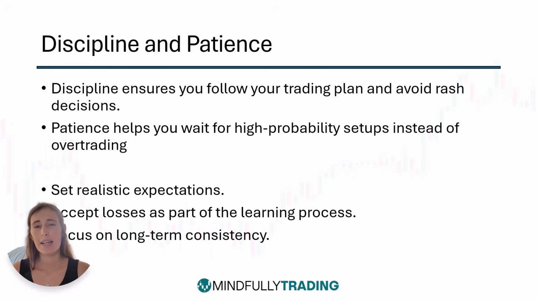Discipline and patience play such an important role as you learn to become a trader. Discipline ensures that you follow your trading plan and avoid rash decisions. So this means it helps you to avoid taking unnecessary losers, which can quickly build up. Patience helps you to wait for high probability setups instead of over trading. Over trading is definitely a risk, especially if you are a beginner trader. It's important to set realistic expectations, accept losses as part of the learning process, and focus on the long-term consistency.